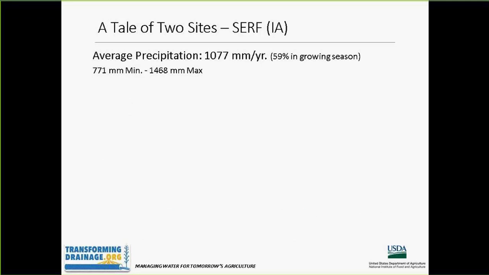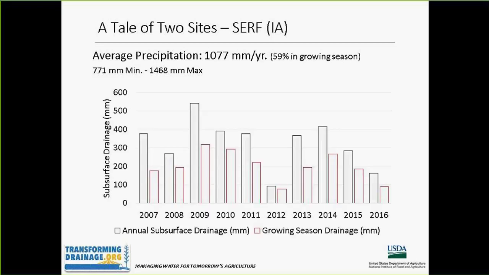Now, compare this with what we're seeing at SERF, Iowa. Again, we see a similar average rainfall amount, a greater amount occurring in the growing season, which is going to be an important point as we move through the next couple of slides. And as we look at the annual drainage versus growing season drainage, again, a much greater component of that drainage throughout the year is occurring during those growing season months.